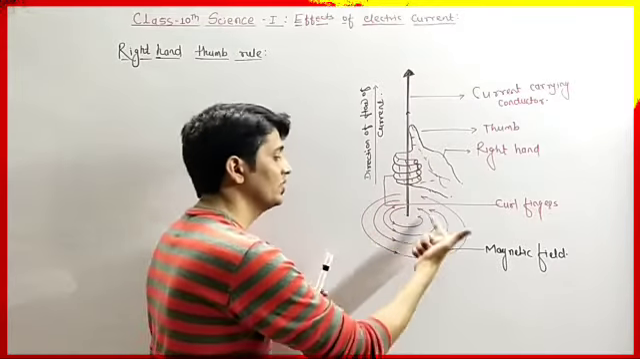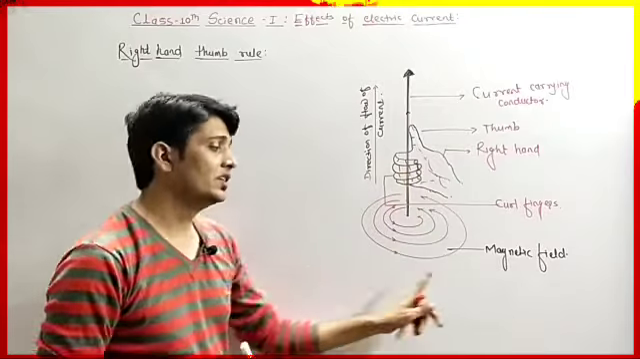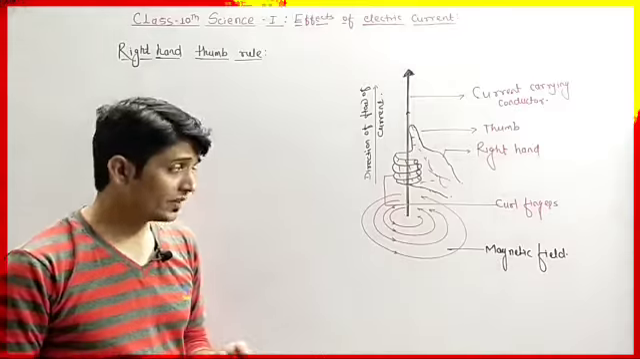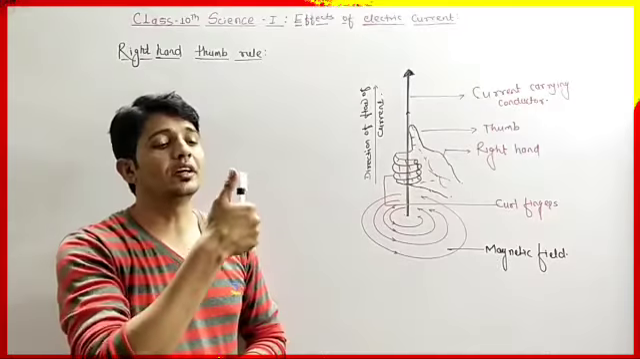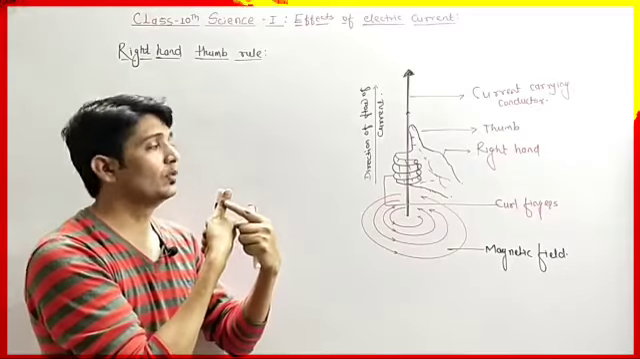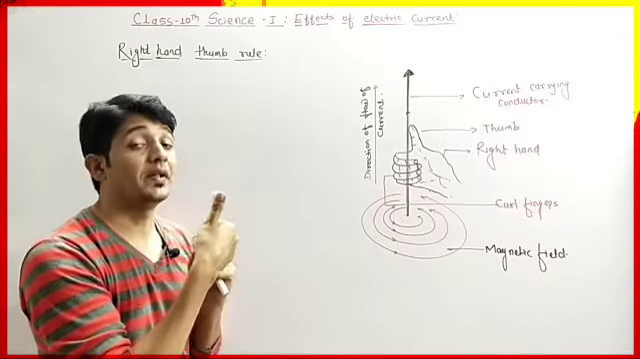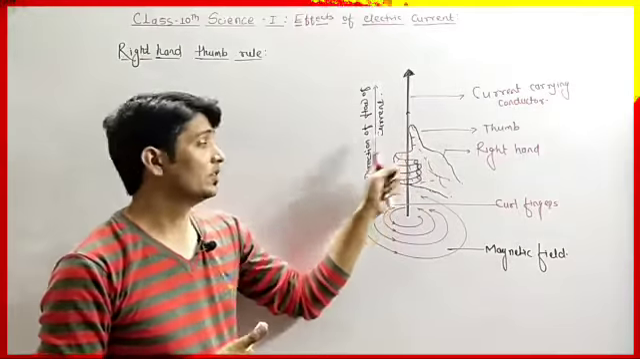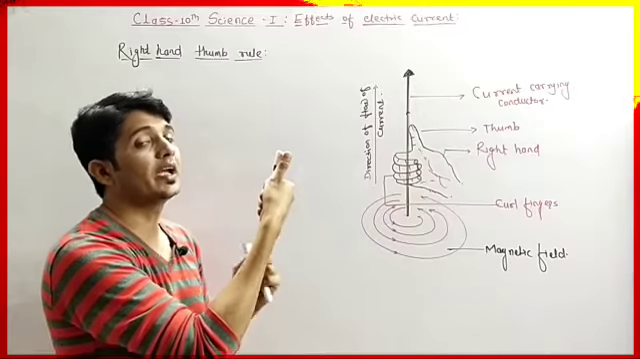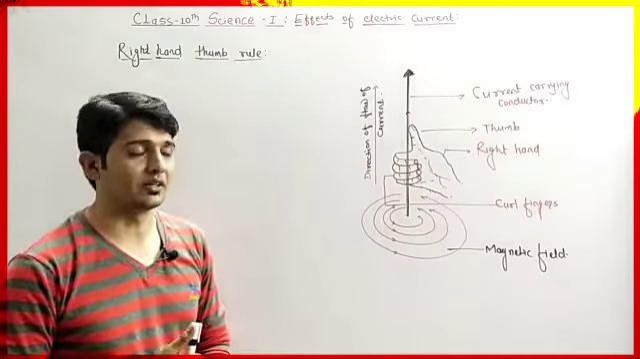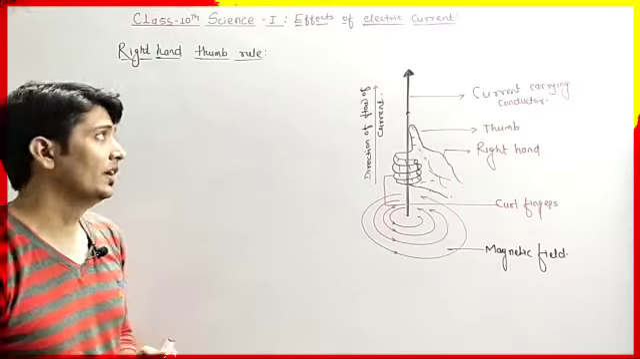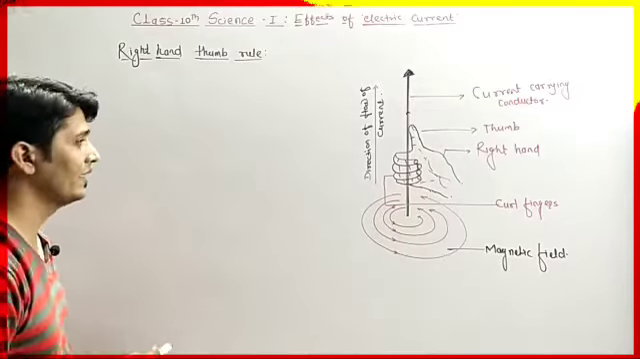This direction of the curl fingers shows the magnetic field produced by the current carrying conductor. So if we hold the current carrying conductor in such a way that the direction of flow of current is represented by the thumb, then the curl fingers will show the magnetic field produced by the conductor. This is nothing but the right hand thumb rule.